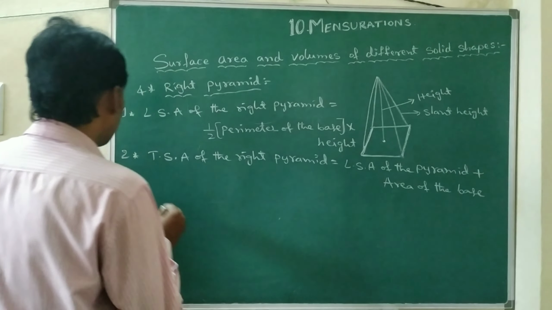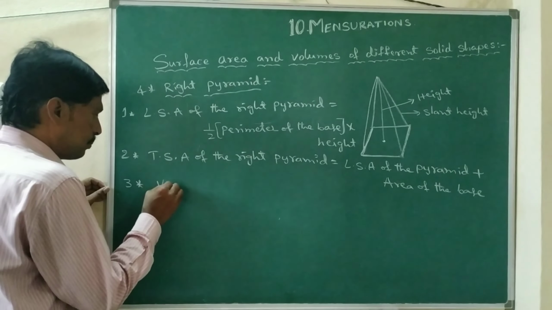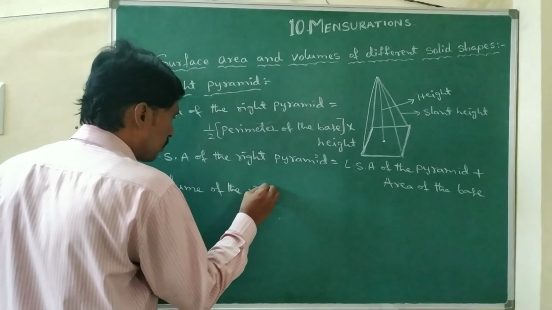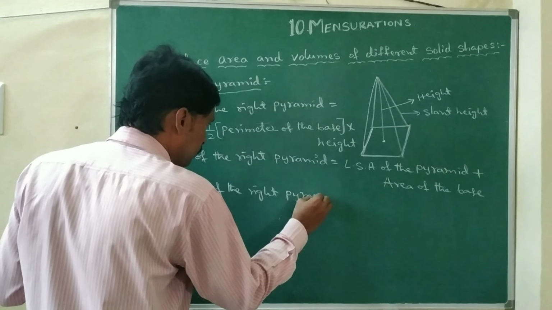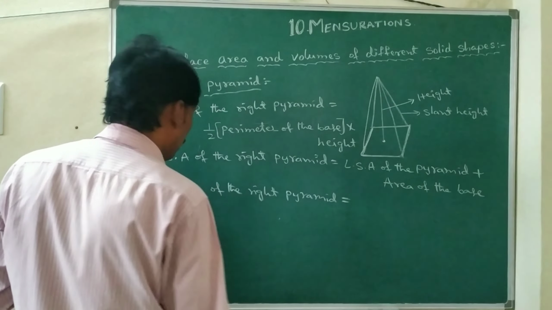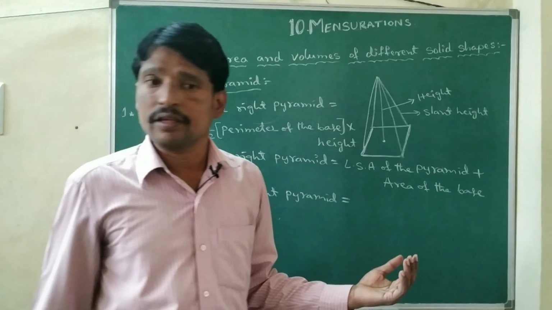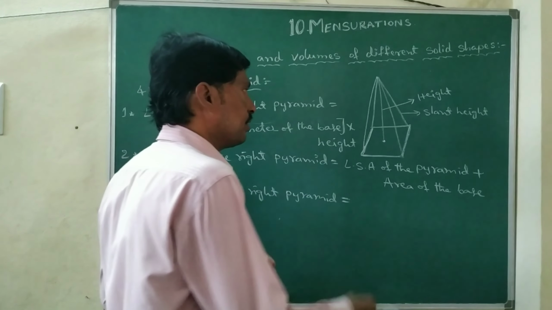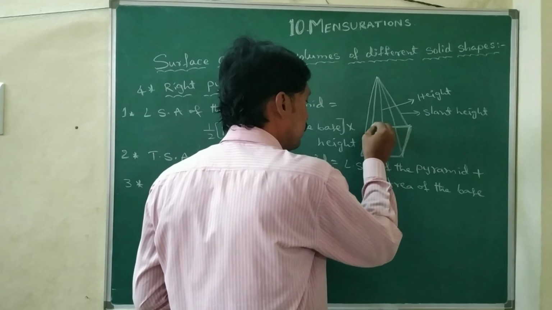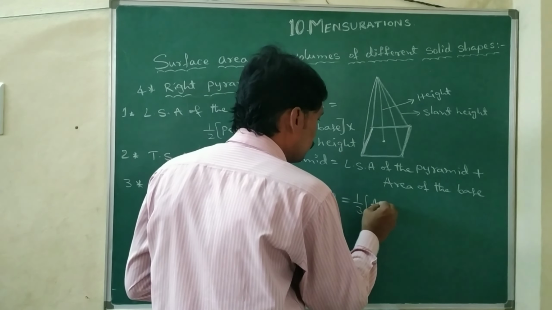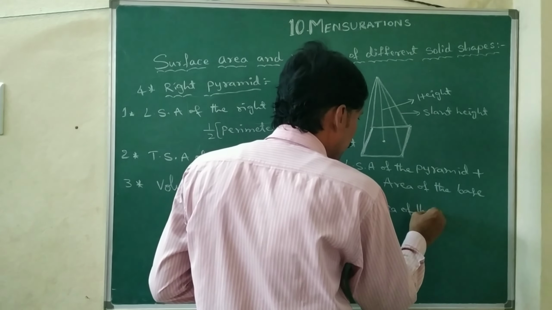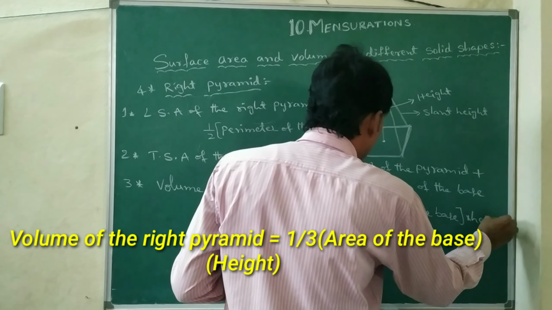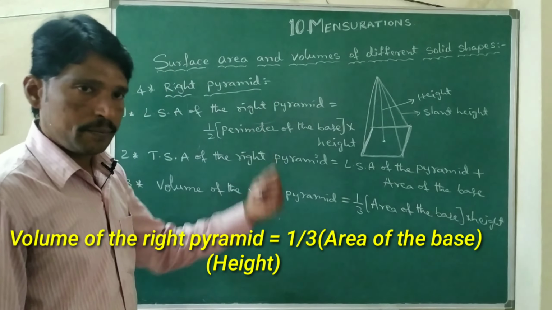Next, third one, it is volume of the right pyramid. So what is the volume? Volume of the right pyramid is 1 by 3 into area of the base into height. So this is the area of the base. 1 by 3 into area of the base into height. So this is about the pyramid.